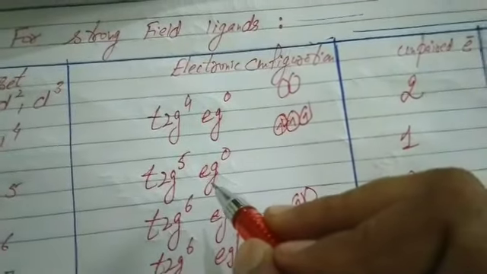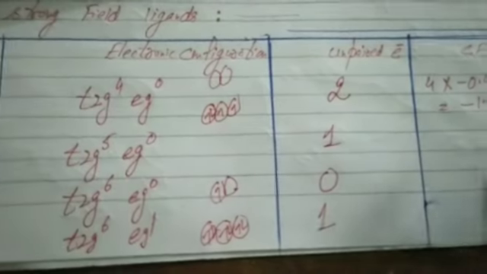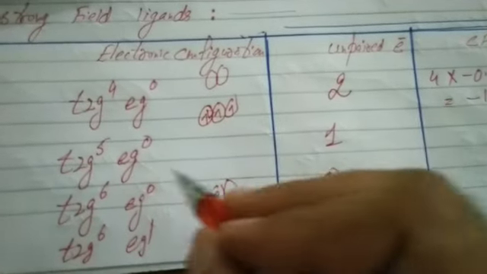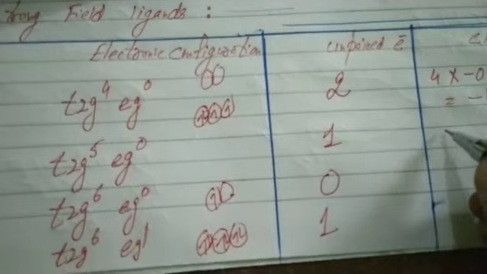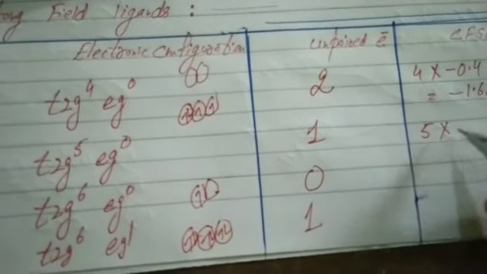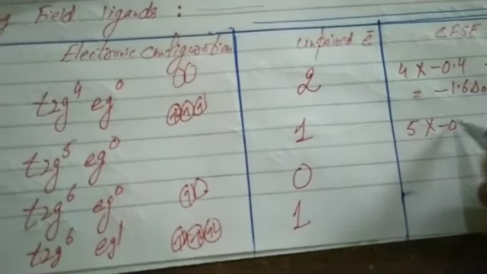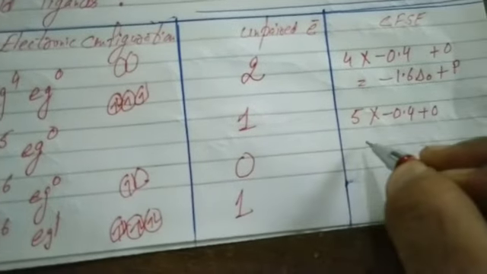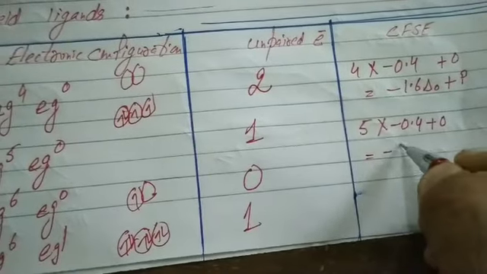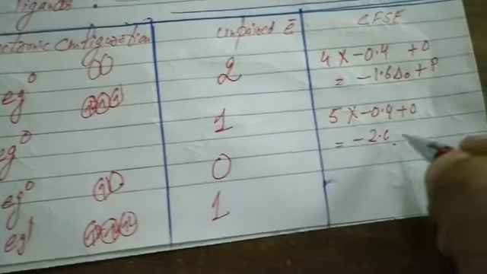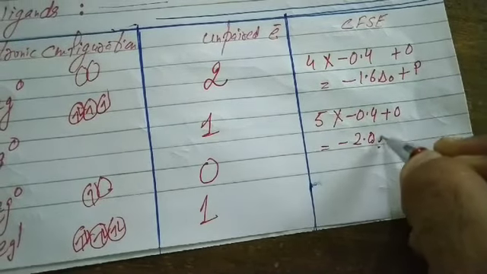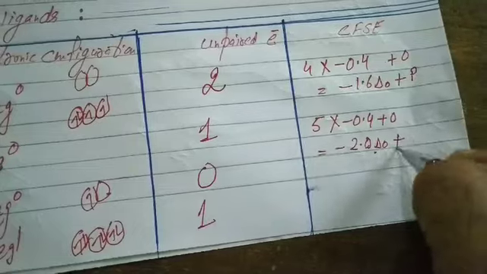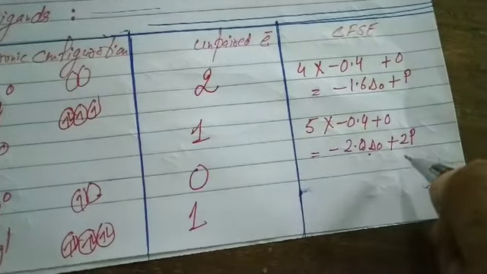That's the electronic configuration. Crystal field splitting energy: the number of electrons in t2g is 5. Multiply by the t2g value, minus 0.4, plus eg is vacant, 0. What's the value? Minus 2.0 delta naught. Now I will add 2P, students, for 2 pairings.